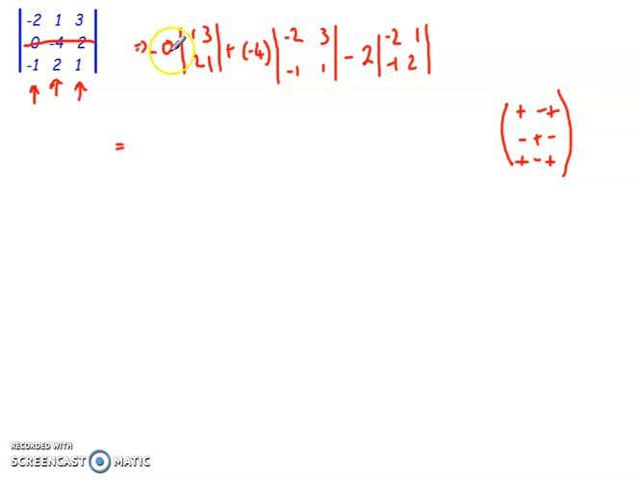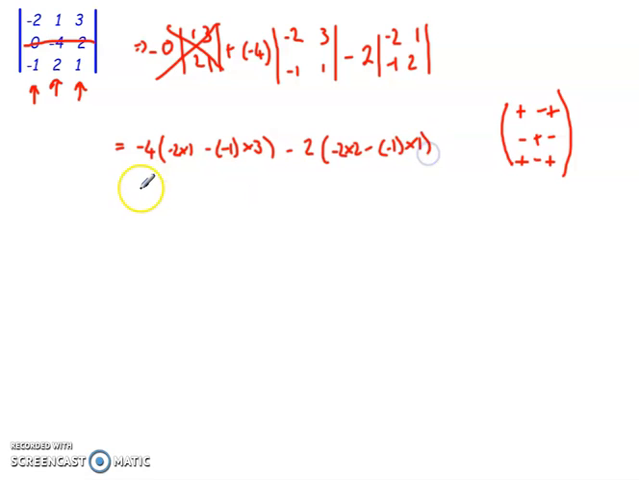Now this first one here is 0 times something, so that can go. That's why I've chosen to expand along the second row. If I've done that, I get a 0 here, which makes my life a lot easier. Then I've got this second one here, so I get -4 times the determinant in the bracket, so -2 times 1, take away -1 times 3. Then my second bit there, so -2 times -2 times 2 minus -1 times 1.